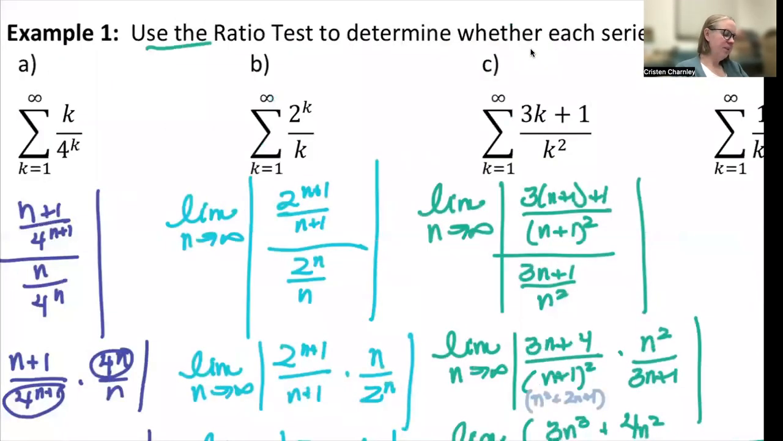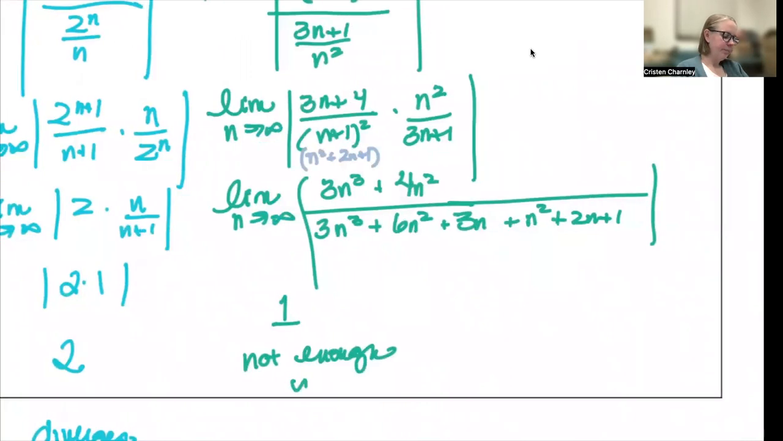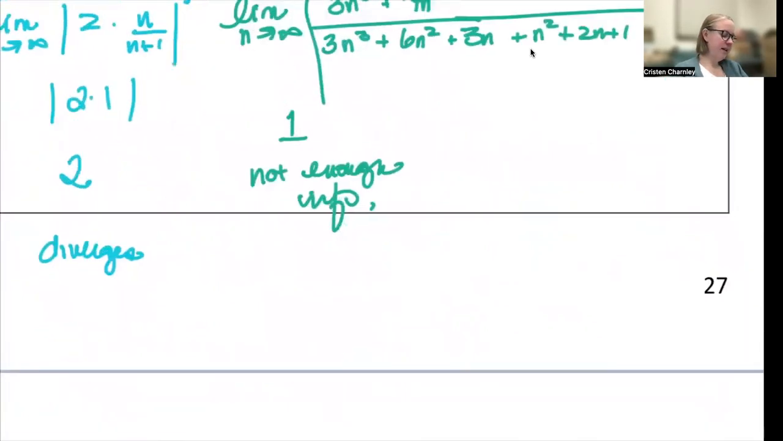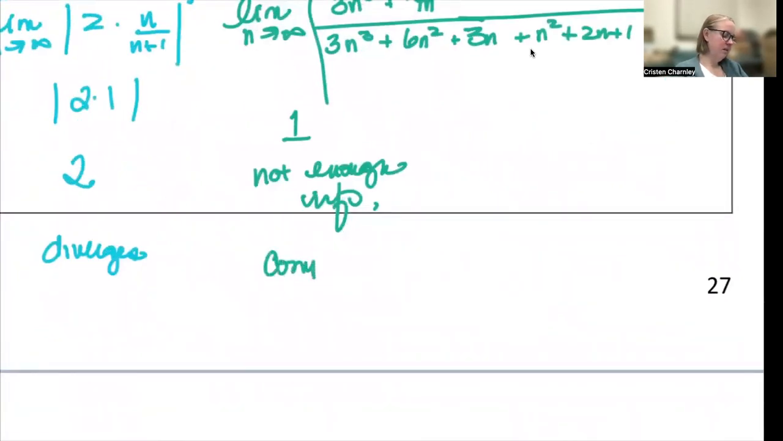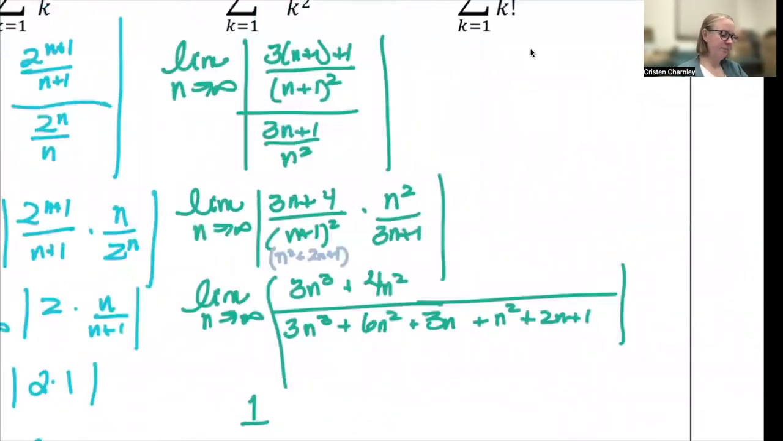Our instructions are to specifically use the ratio test. So we can say not enough info. If you did have to go back and show whether this one converges or diverges, you'd go back and do a comparison test. But we are not doing that. Apparently, you can compare it to another test. But that's a side note. We don't need to worry about that.